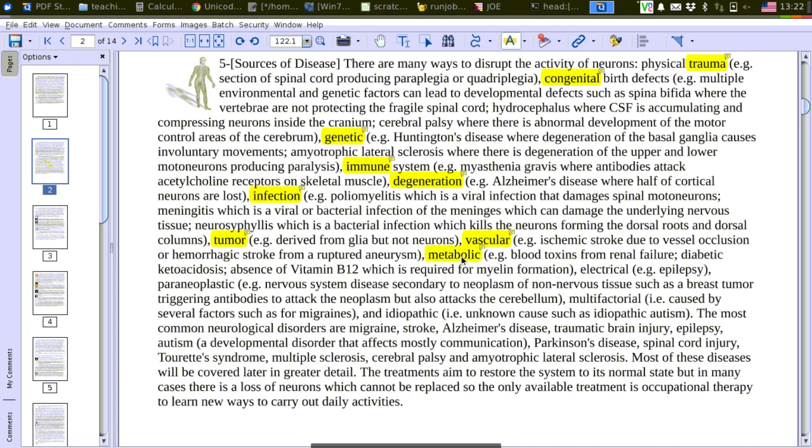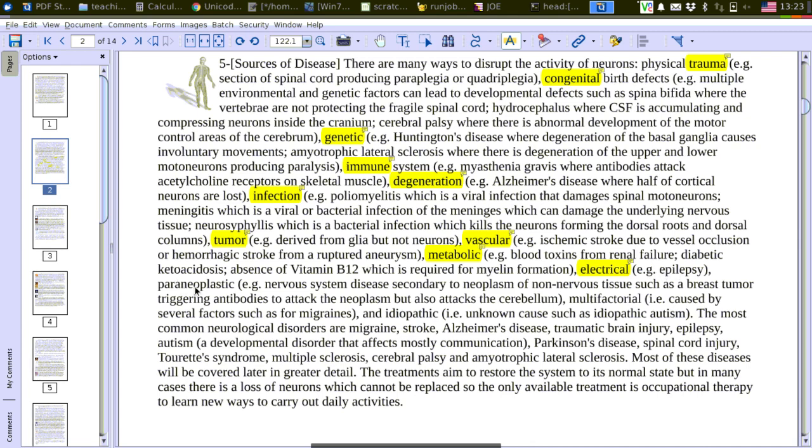You could have a metabolic source of disease. So, for example, you can have blood toxins from renal failure, or you could have diabetic ketoacidosis, or you can have an absence of vitamin B12, which is required for myelin formation. So if you lose myelin, you will lose communication between neurons, which will transform into loss of sensation or movement. You could also have sources that are electrical in nature, for example, epilepsy.